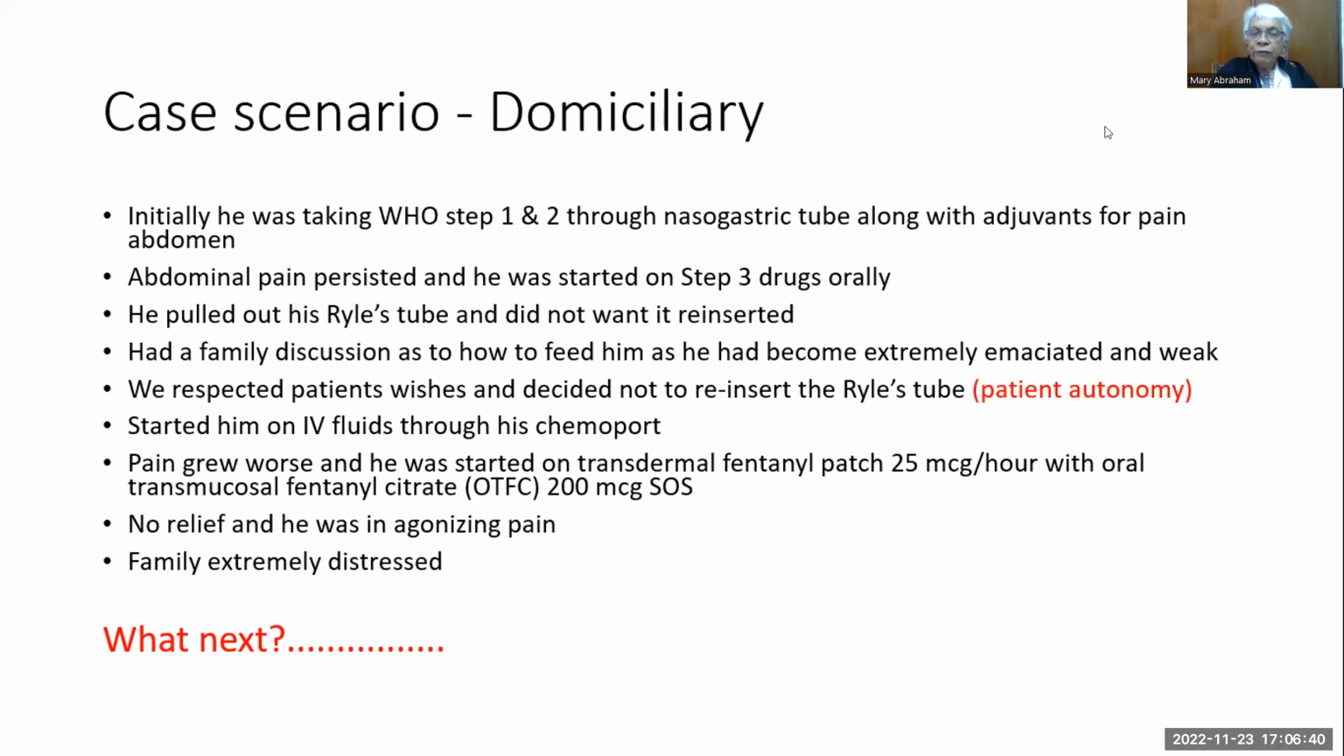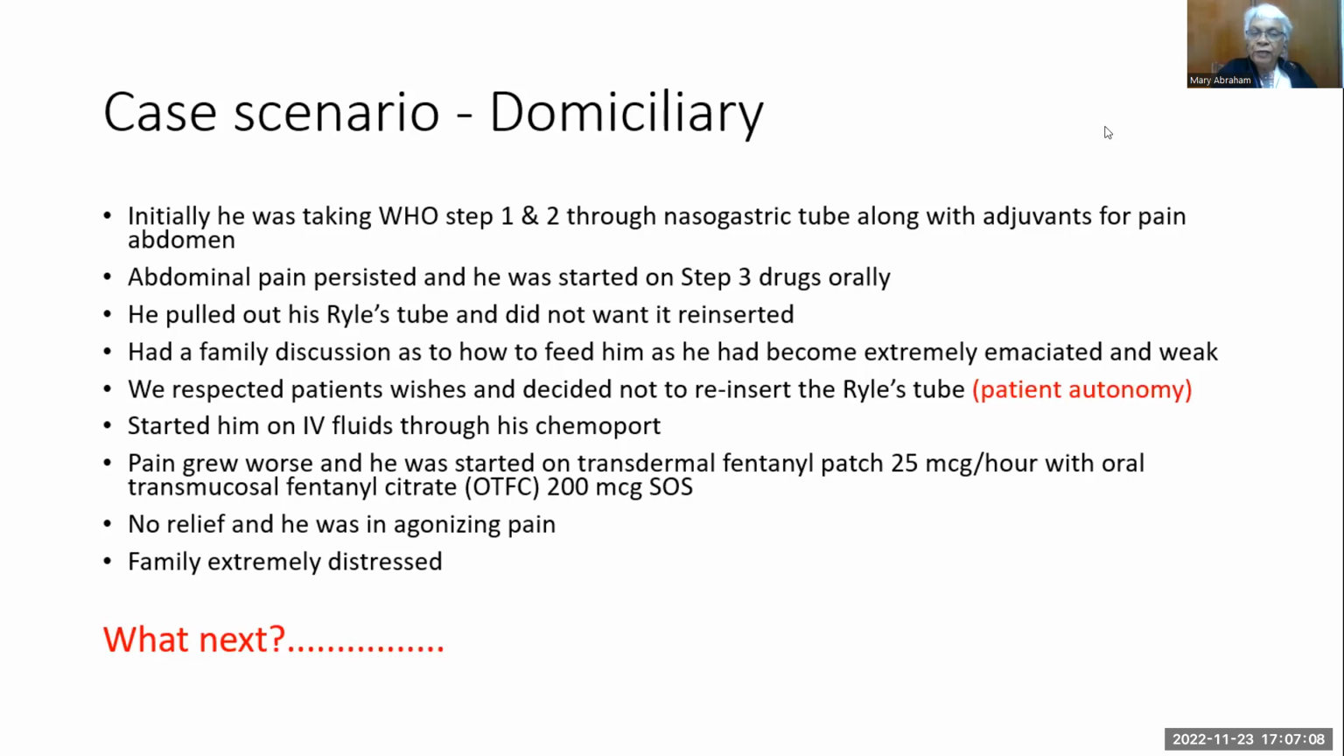So there was a family discussion about how to feed him now that his Ryle's tube was out, and how to give him his analgesic drugs, because he had become extremely weak and emaciated. But keeping the patient's wishes in mind, that is patient autonomy, we decided not to reinsert the Ryle's tube. And we started him on IV fluids through a chemo port.